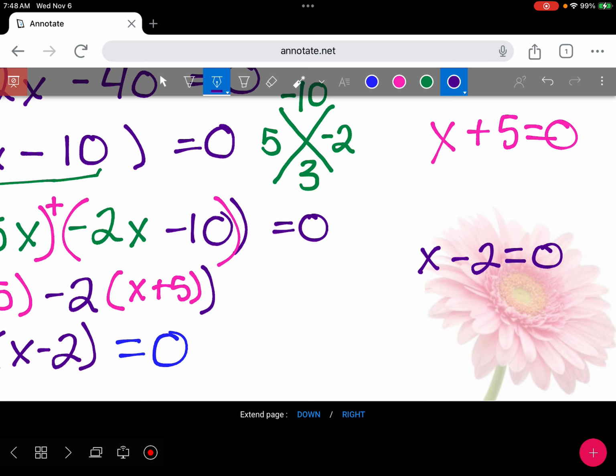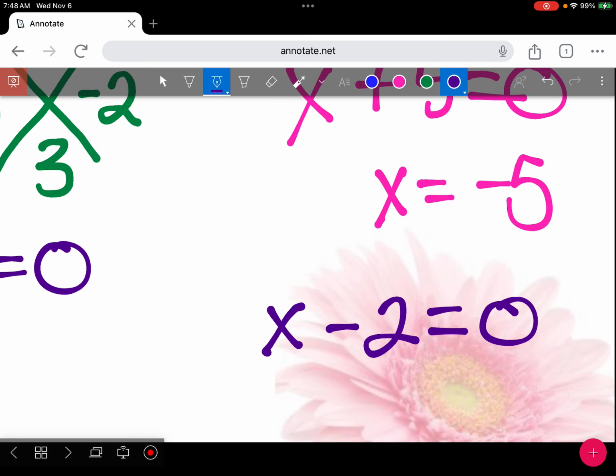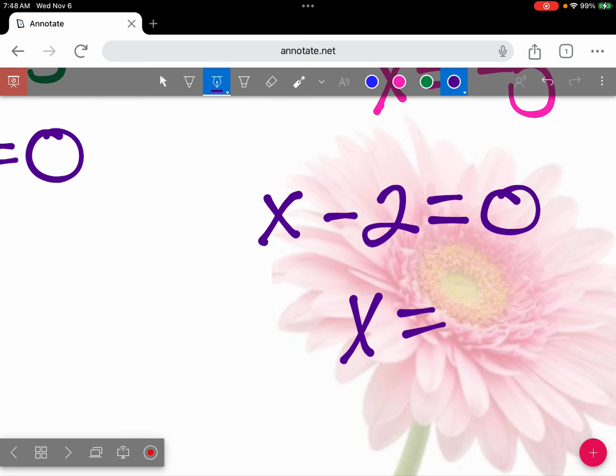So where are we going to have solutions? Roots, x-intercepts. Oh, good. x equals negative 5, and x equals 2.